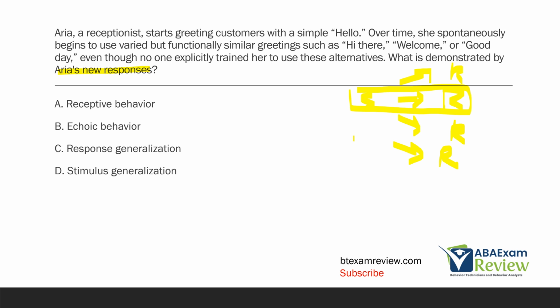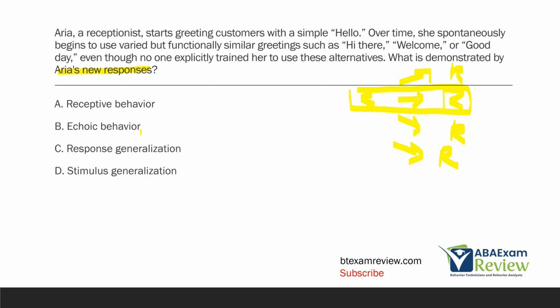What do we call it when we start engaging in a bunch of different responses in the presence of a single stimulus? A, receptive behavior. Receptive behavior is just your ability to follow instructions. Again, it has nothing to do with this particular question. And if we're fluent, we're not even going to consider receptive behavior as an option. B, echoic behavior. As a technician, you're going to hear echo or echoic quite a bit. It's when the client or the learner copies what someone else says.